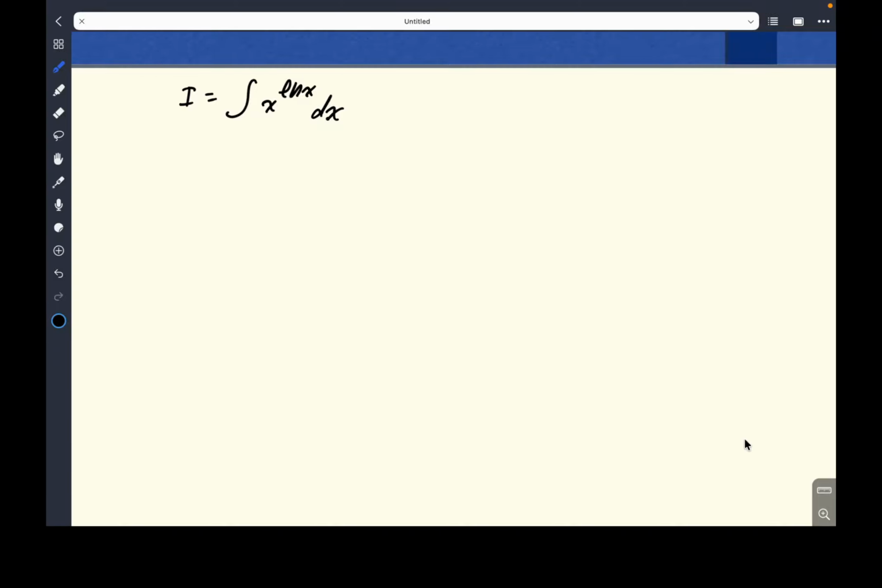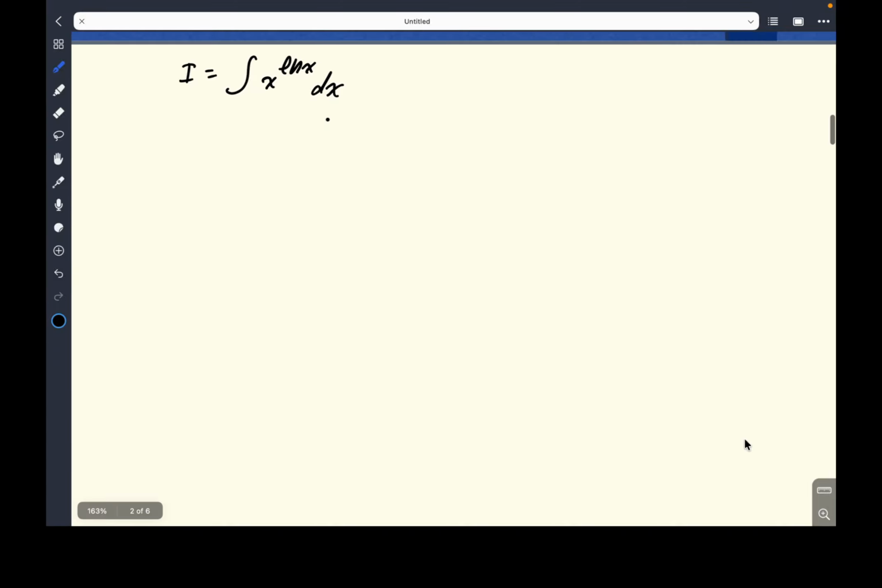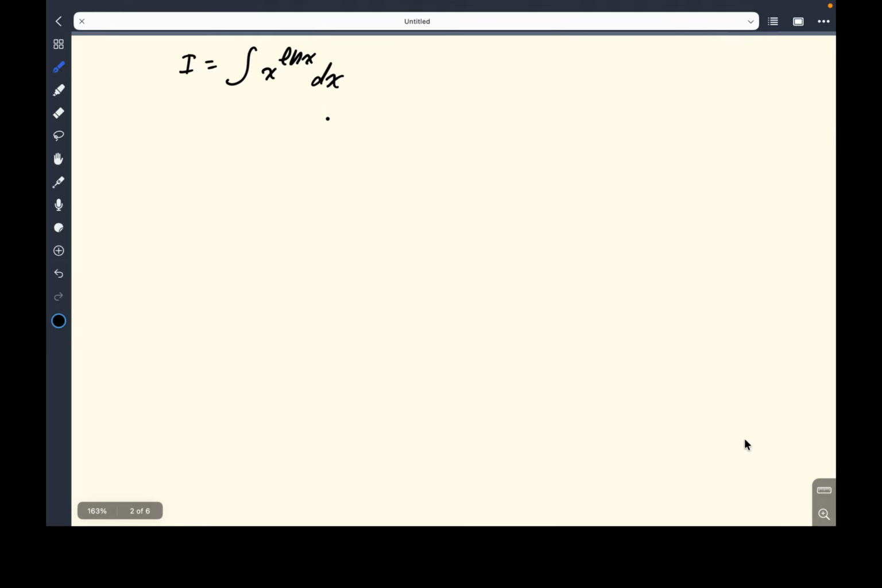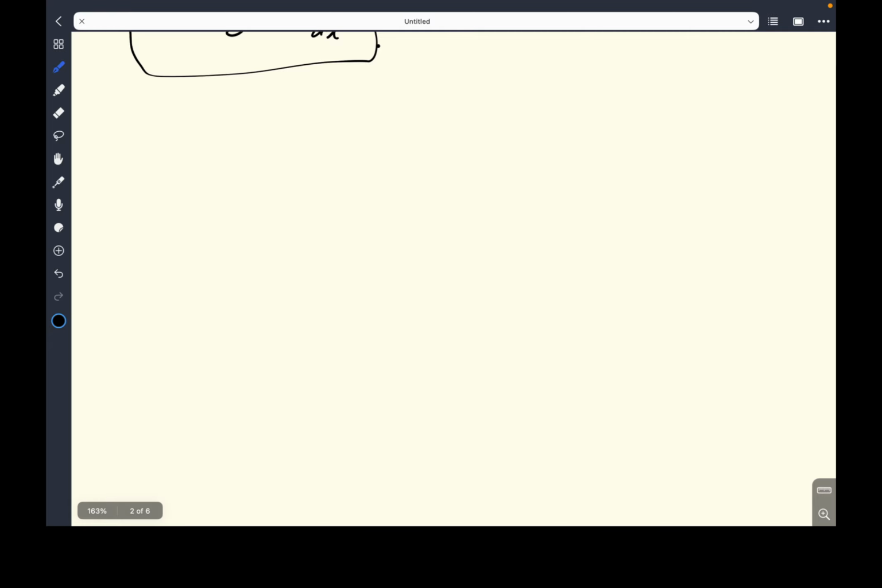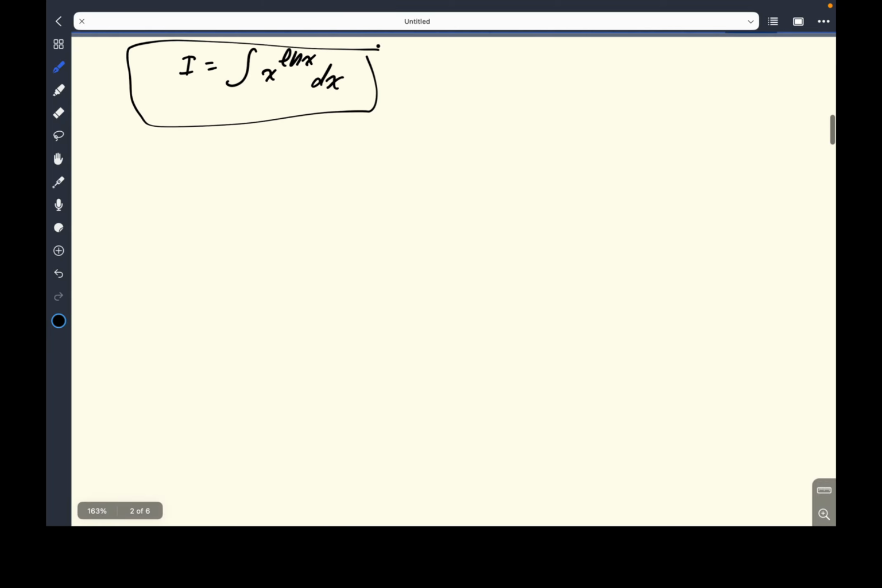In this video, we're going to see how we should solve the indefinite integral of e to the ln x dx. So this integral is a little bit tricky and we need to use the error function for that. So how should we proceed with that?